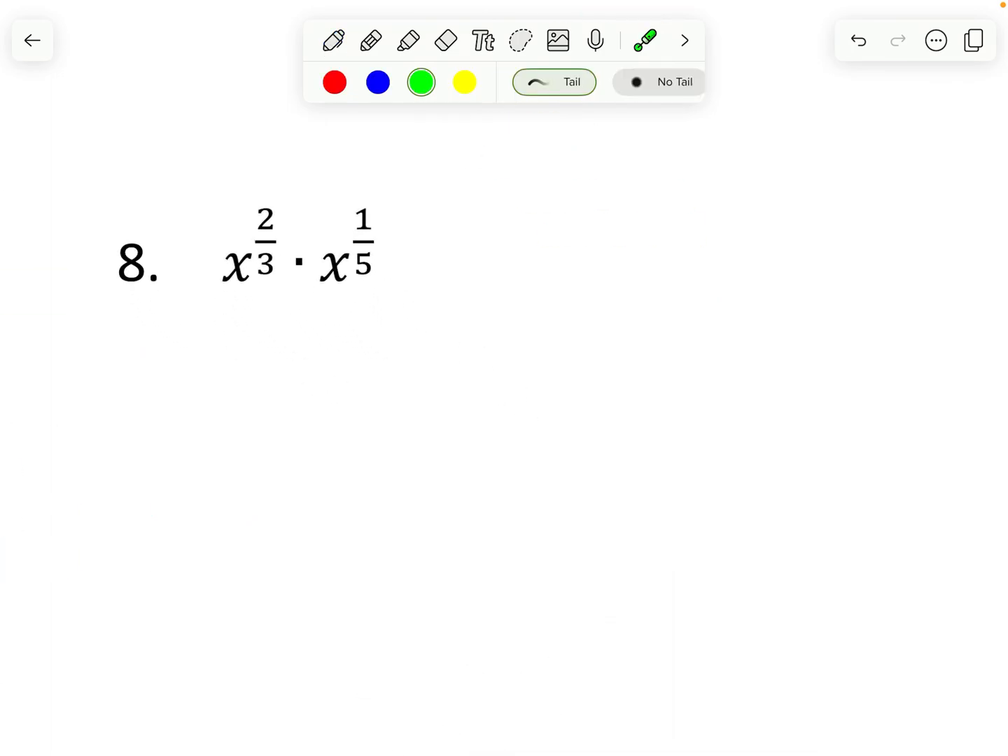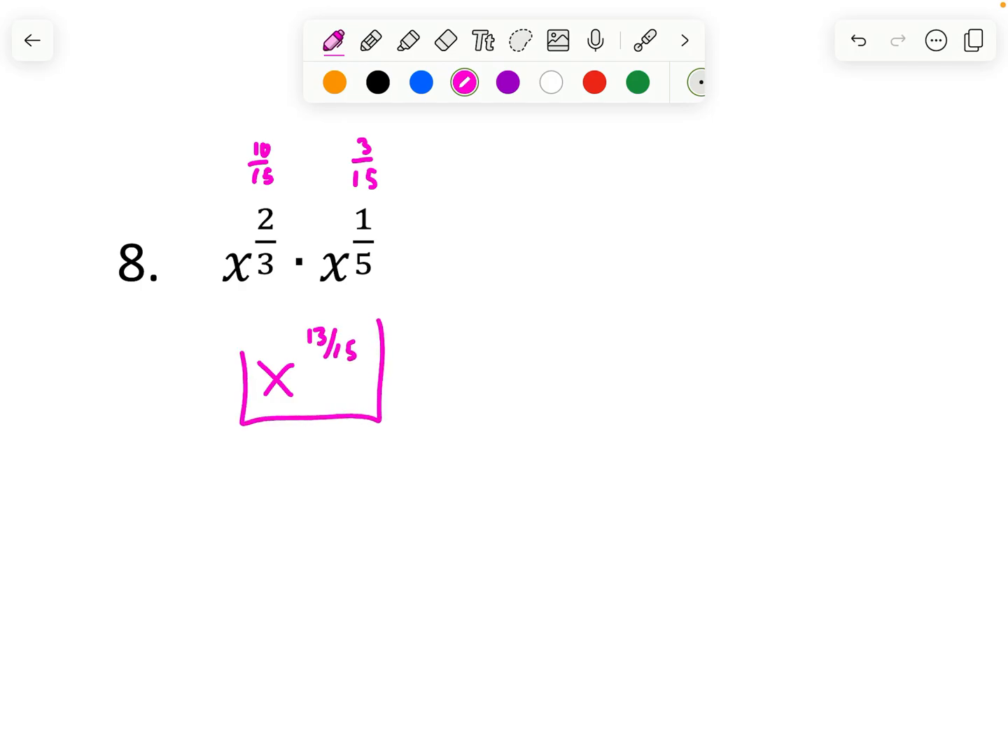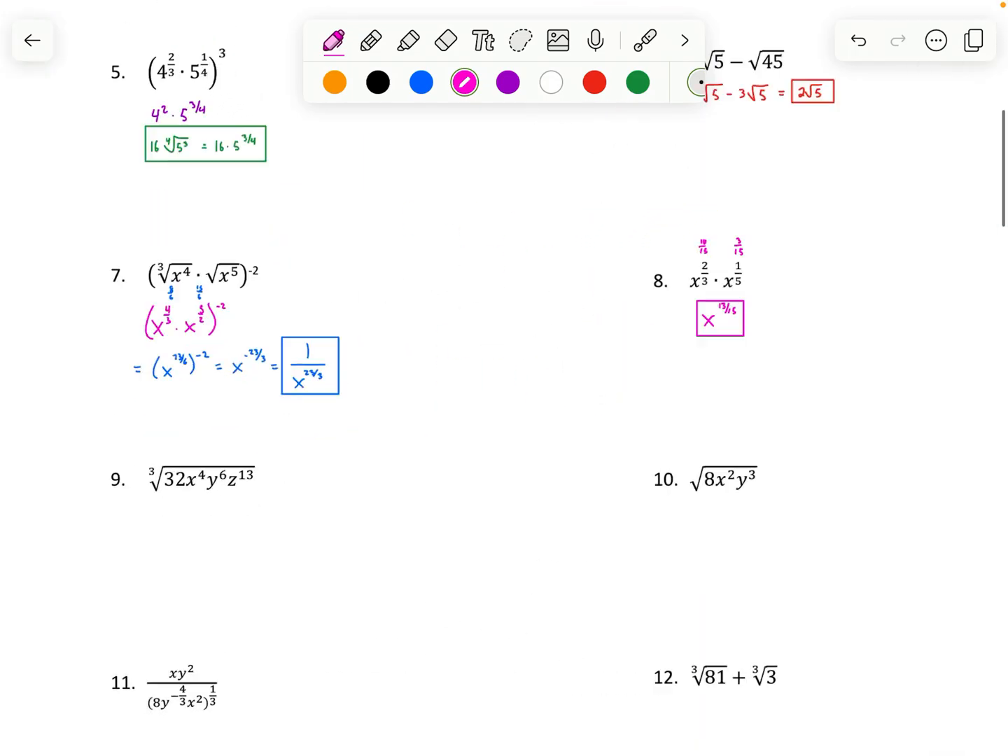Numero 8. Very straightforward here. What we did in the last problem, actually, we have the same base, so we can just add the exponents. So this is x to 2/3 plus 1/5. And 2/3 is 10/15, multiply top and bottom by 5. 1/5 is 3/15. And so it's just simply x to the 13/15. Just adding the exponents there.